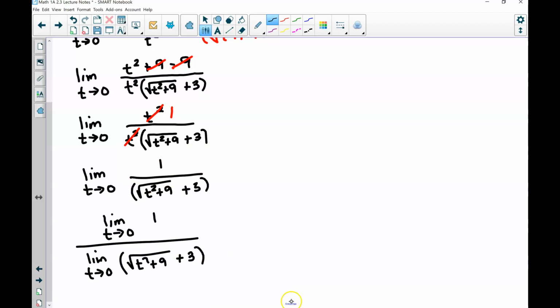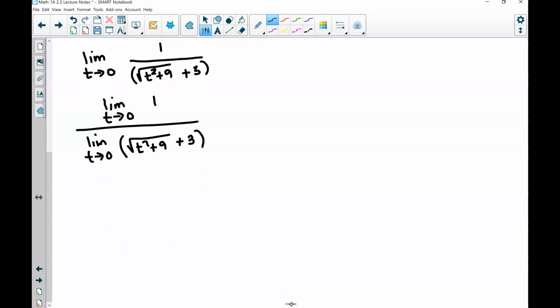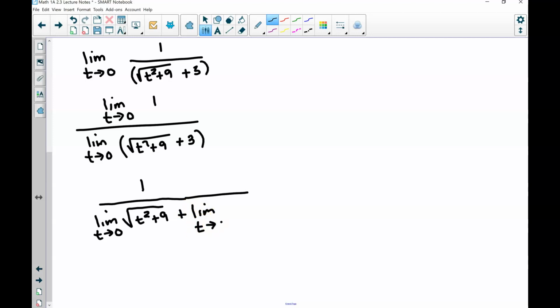Now if we evaluate the limit in the numerator, it's a constant, so the limit as t approaches 0 of 1 is going to be 1. And now let's expand the limit in the denominator, so we're going to have the limit as t approaches 0 of the square root of t squared plus 9, plus the limit as t approaches 0 of the constant 3.